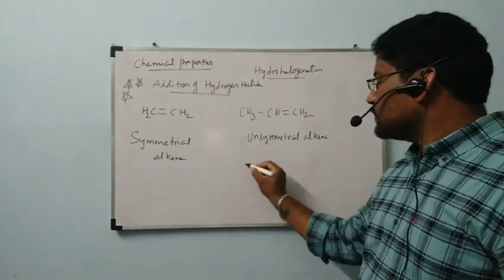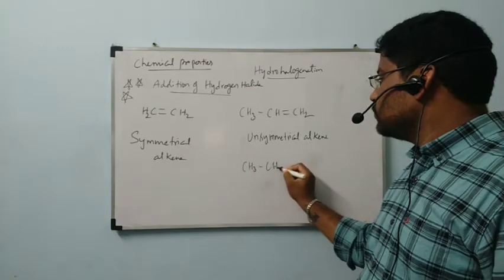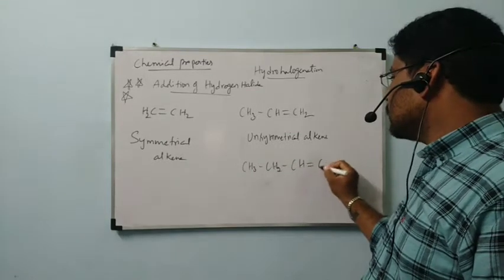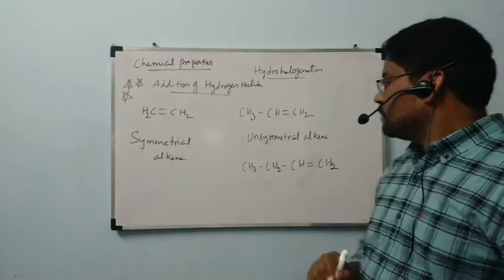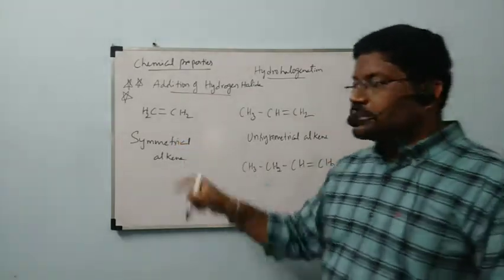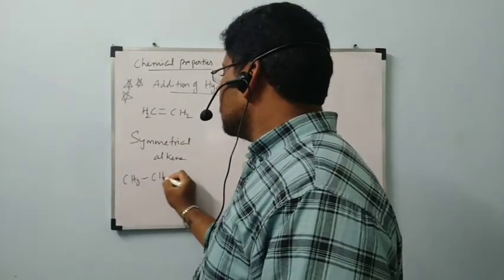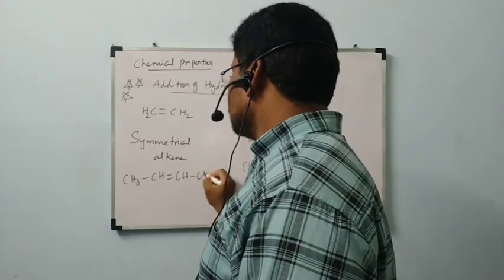One more example for unsymmetrical alkene: CH3 CH2 CH double bond CH2. This type of alkenes are all examples of unsymmetrical alkenes. One more example for symmetrical alkene: CH3 CH double bond CH CH3.